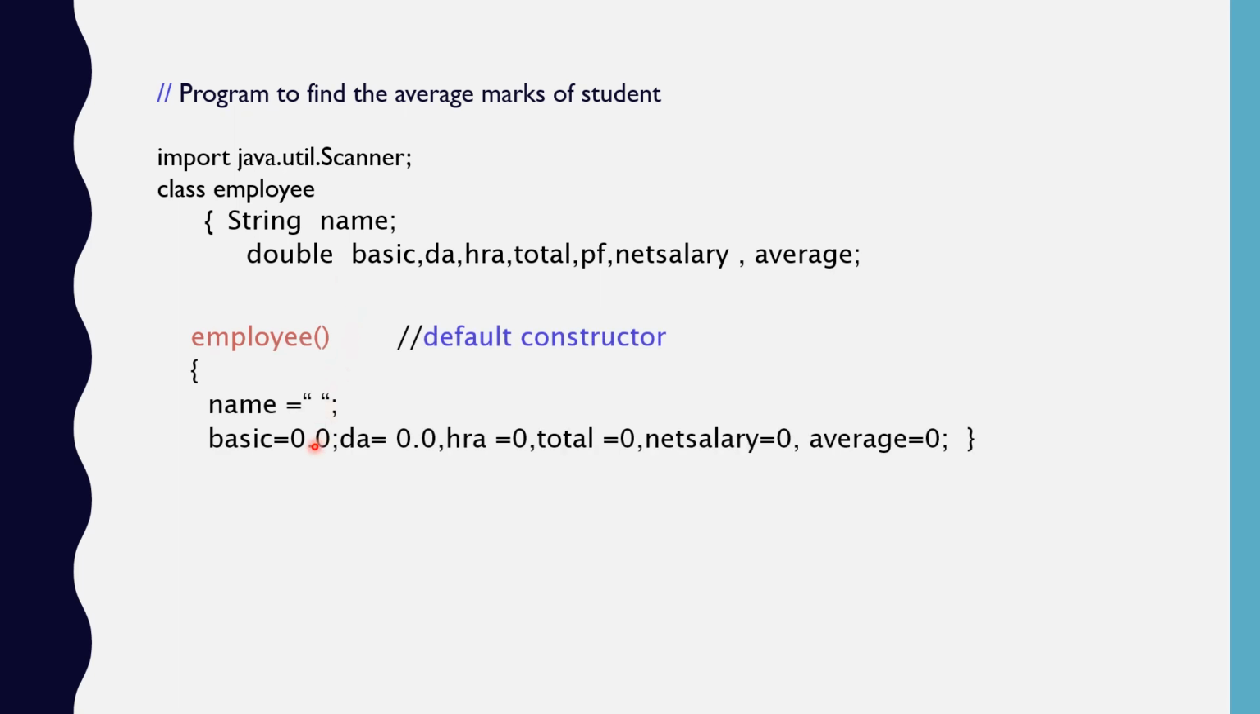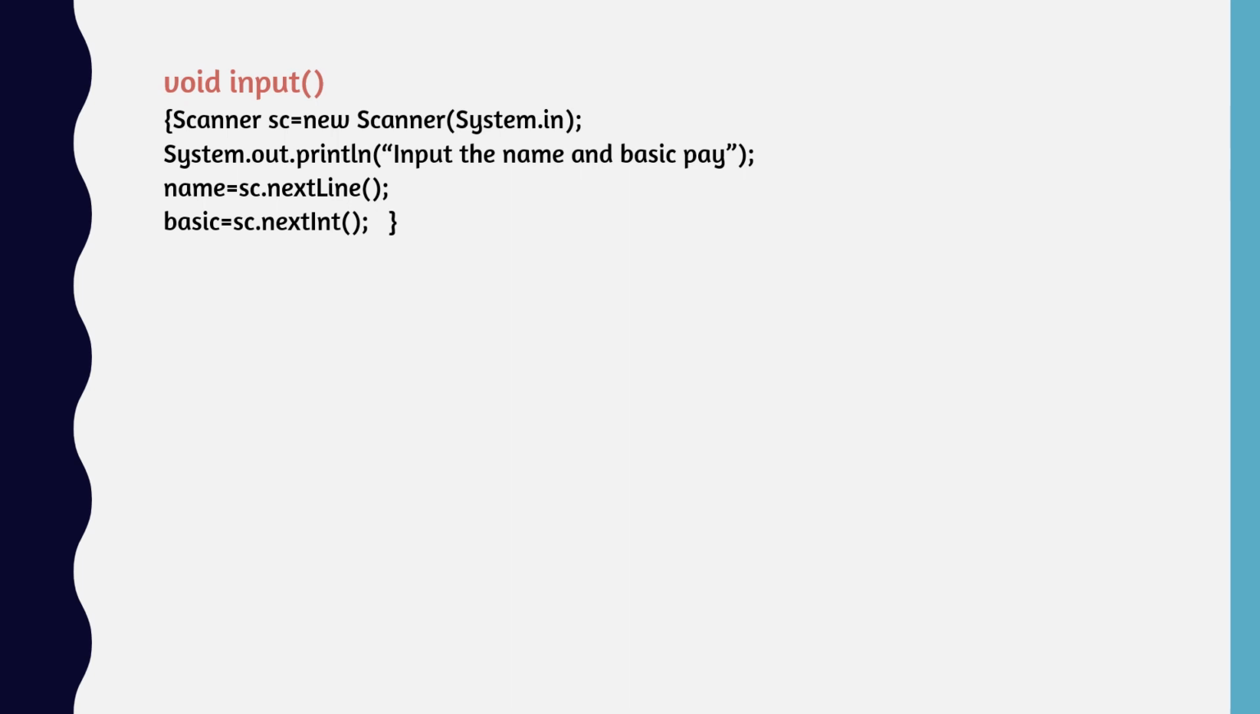Second part is employee, initialize, default constructor. If it is a string, initialize with space, if it is an integer variable, initialize with 0, and if it is a double variable, initialize with 0.0. So that part also we have done. Second part is over, declaration is over, and default constructor is over. And now the third part, void input.